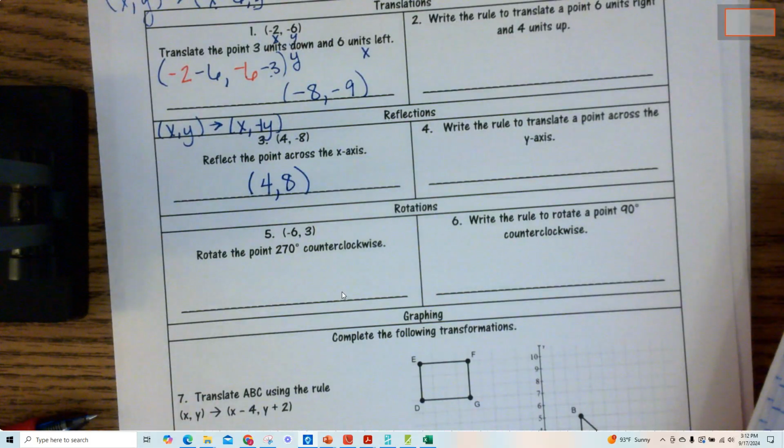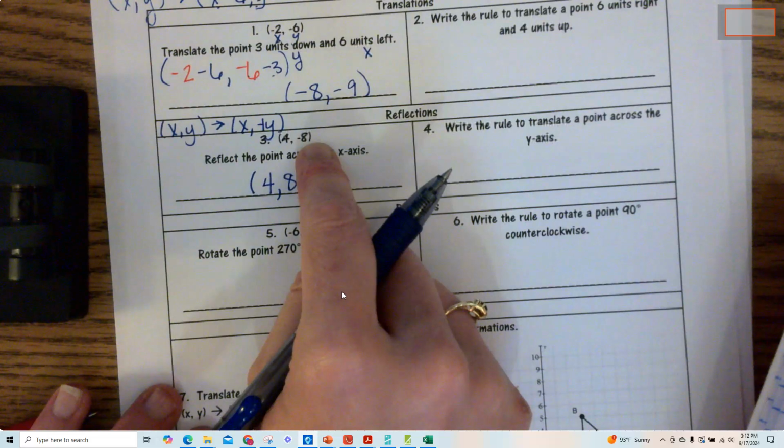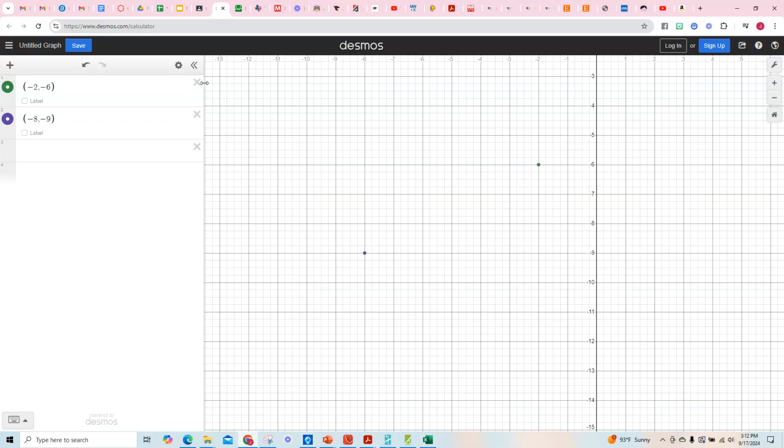So be really careful with those negative signs, because a lot of kids go, oh look, it's already a negative, and they just write -8 down. So that's not what it means. It's changing the sign. All right, so a visual of what that looks like.